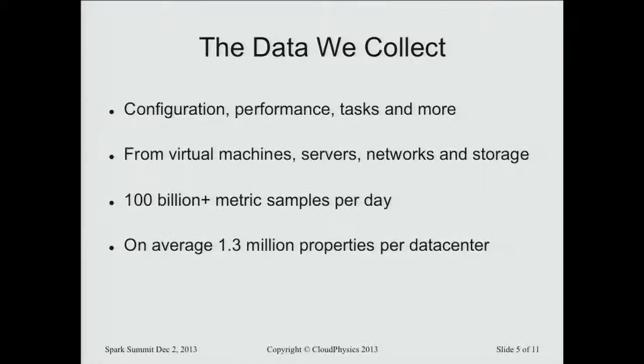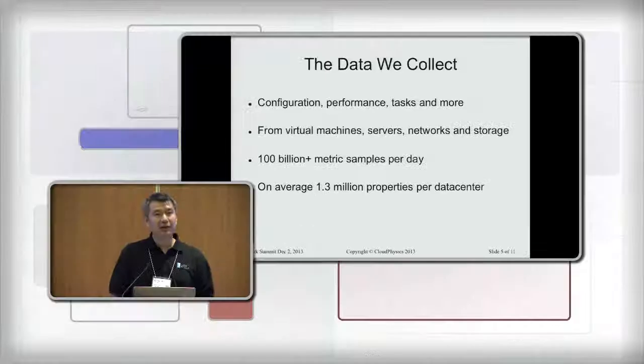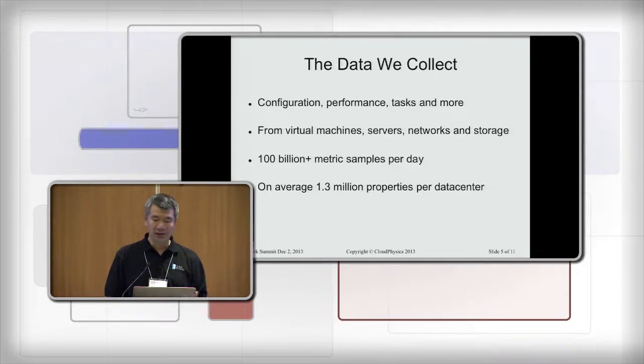and storage devices. At this time, our service became generally available about 3 months ago in late August. And from the current active user base, we are collecting over 100 billion performance data samples per day. And on an average data center in our data set, we collect over 1.3 million properties that describe all the objects in a user's environment.